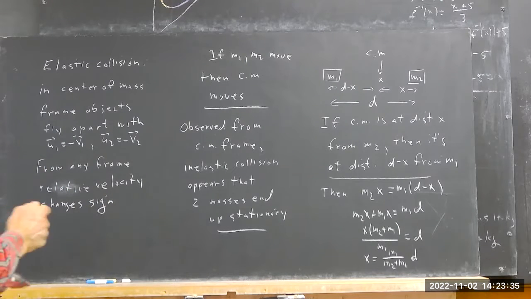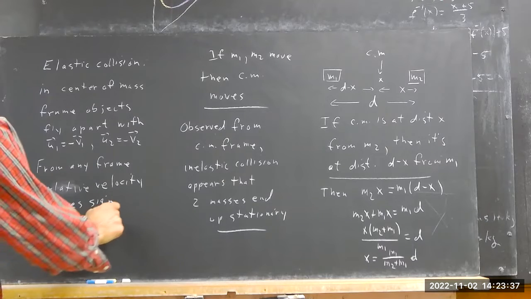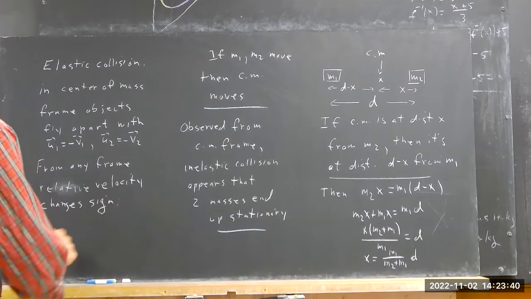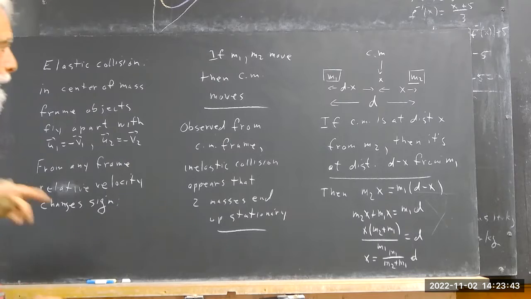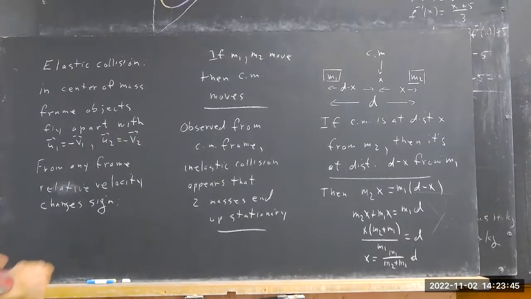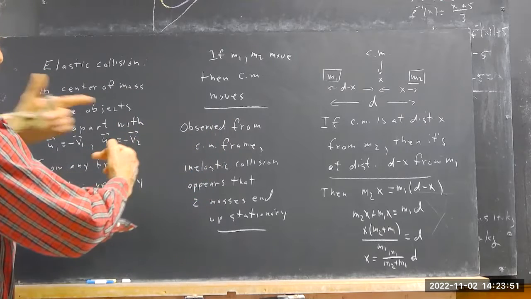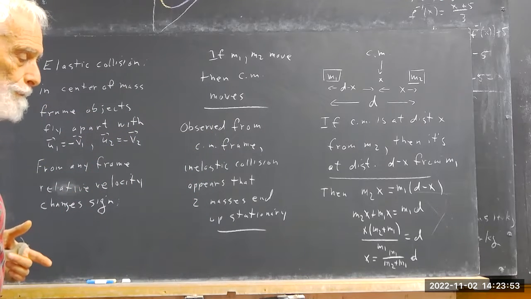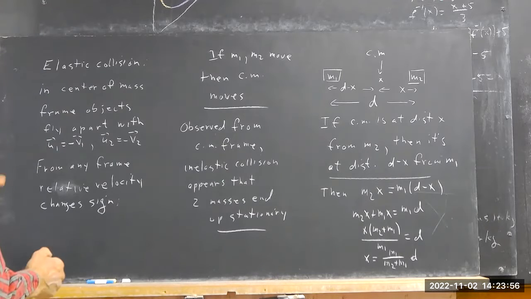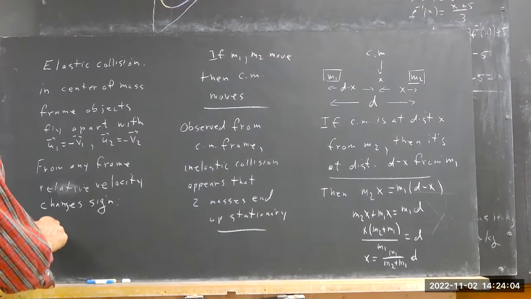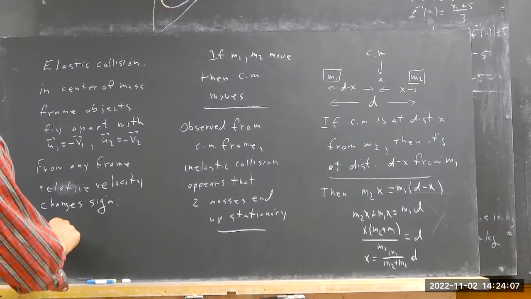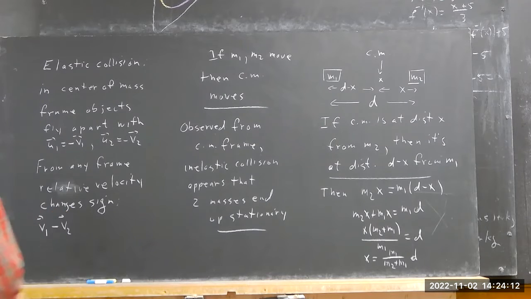Okay, so what's the relative velocity before collision? Depending on which direction you take to be positive for the collision that we were looking at, V2 would have been negative, say V1 is positive. So you could say that the velocity of the second mass relative to the first is V1 minus V2.